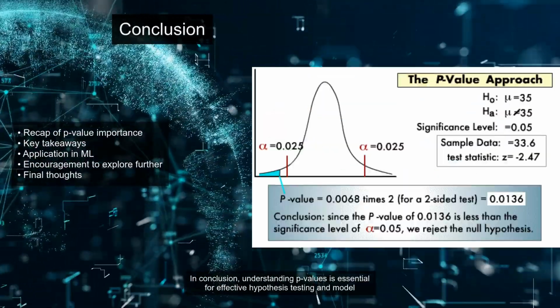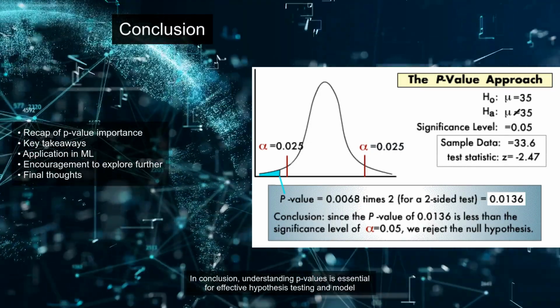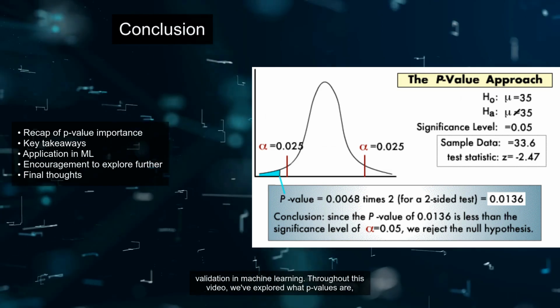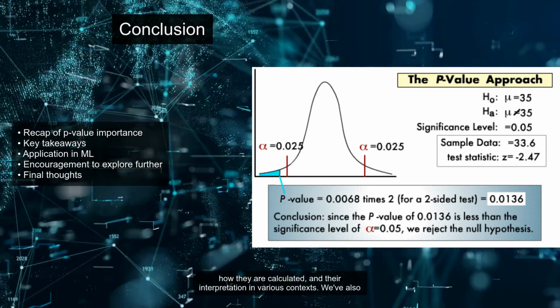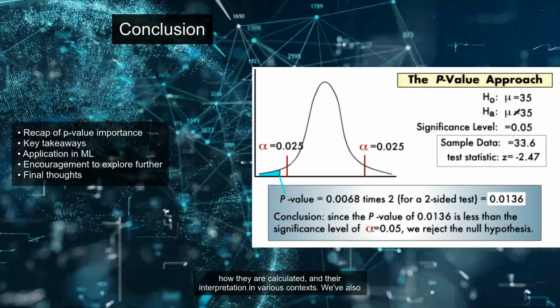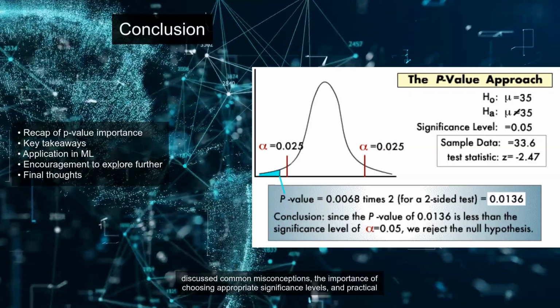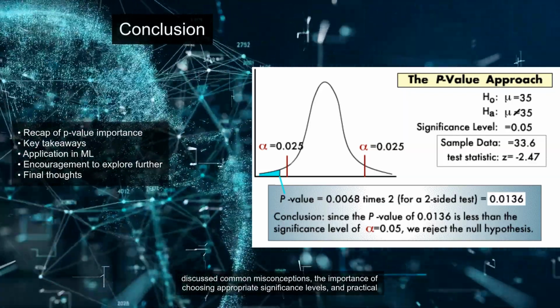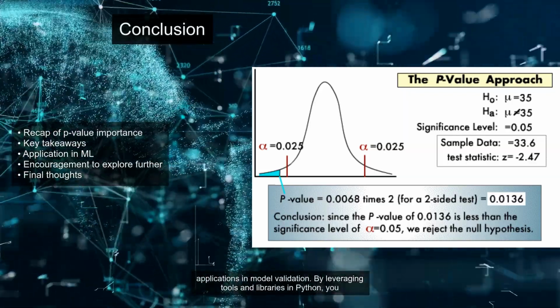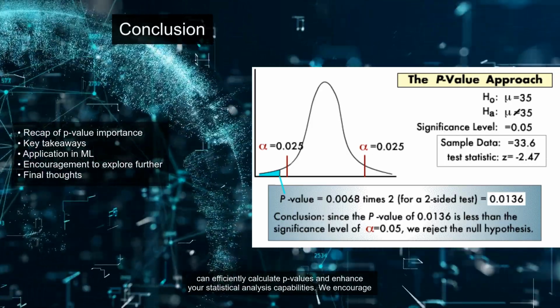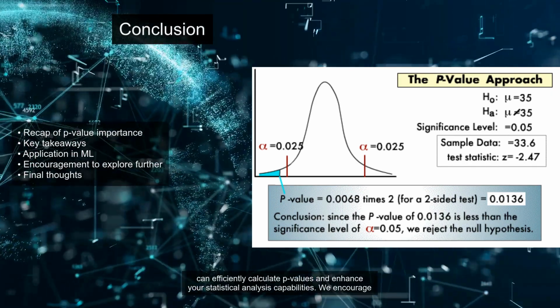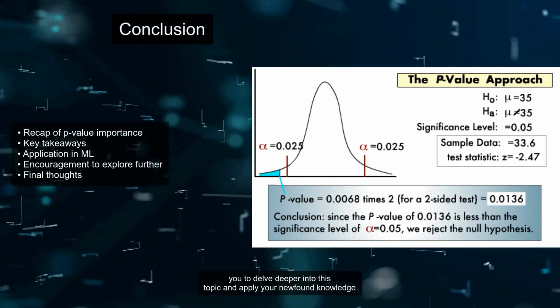In conclusion, understanding p-values is essential for effective hypothesis testing and model validation in machine learning. Throughout this video, we've explored what p-values are, how they are calculated, and their interpretation in various contexts. We've also discussed common misconceptions, the importance of choosing appropriate significance levels, and practical applications in model validation. By leveraging tools and libraries in Python, you can efficiently calculate p-values and enhance your statistical analysis capabilities.